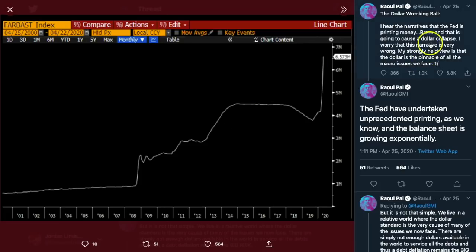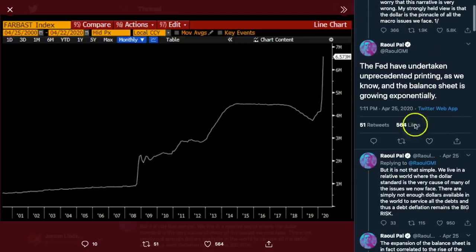Now, he says he hears the narratives that the Fed is printing money, the printing presses go brrr, and that is going to cause a dollar collapse. I worry that this narrative is very wrong. My strongly held view is that the dollar is the pinnacle of the macro issue we face.